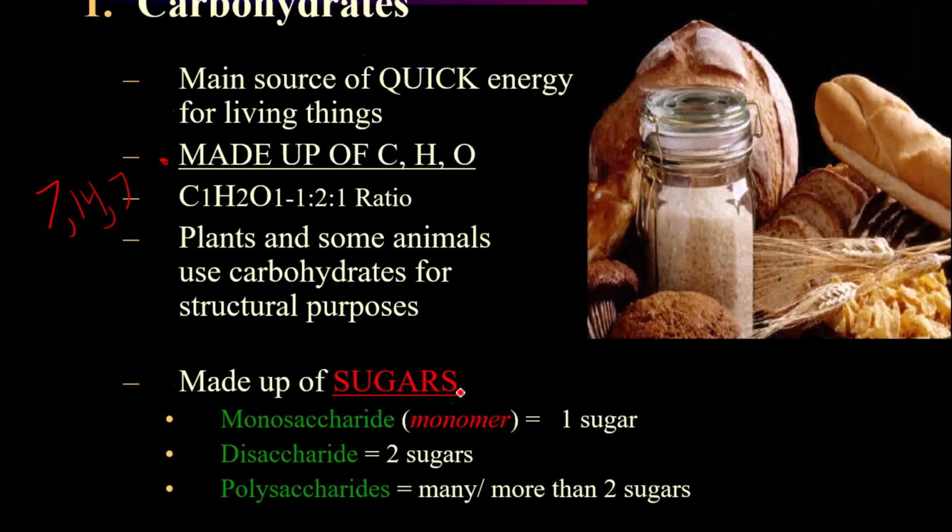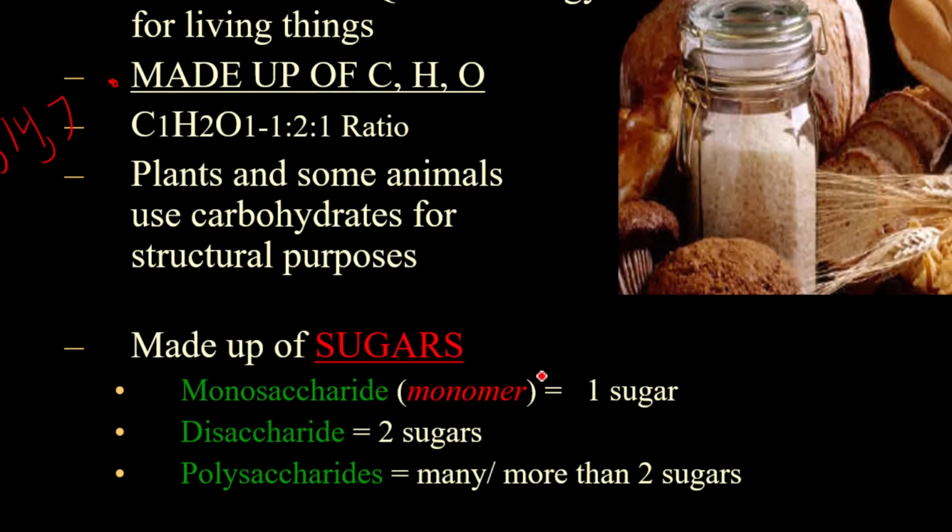Remember, I told you you need to know what the monomer is that makes up the polymer. So the monomer, this one's kind of easy in my opinion, is monosaccharide. Saccharide means sugar. So mono means one sugar. Disaccharide would be 2 sugars.